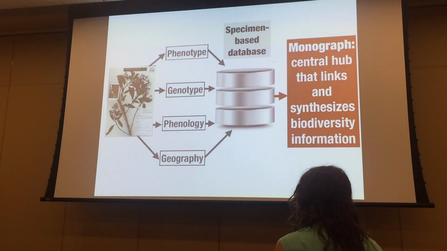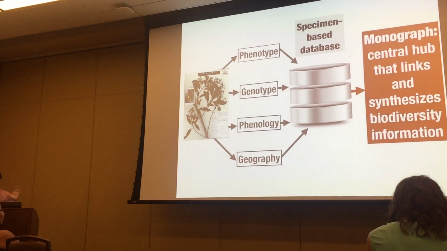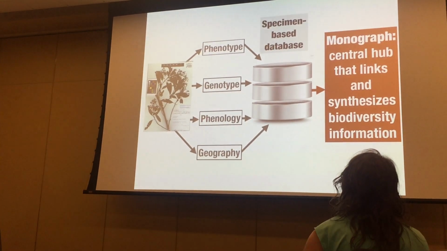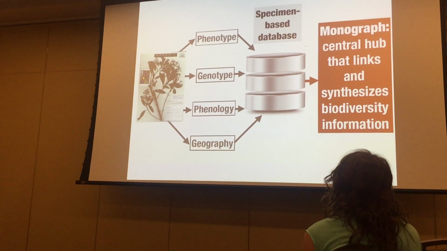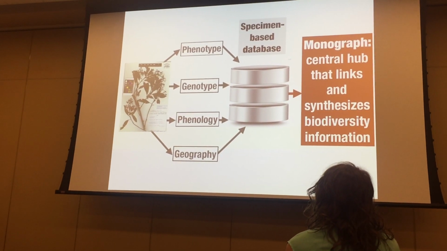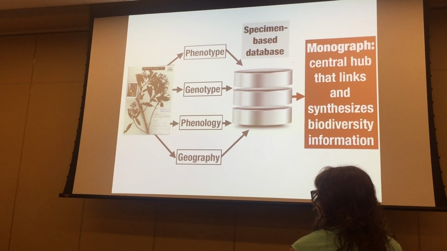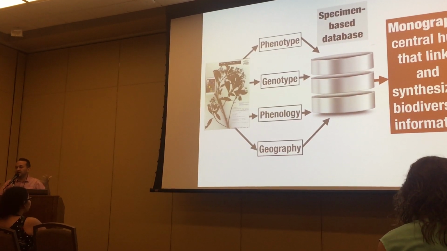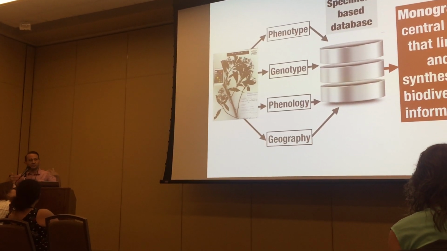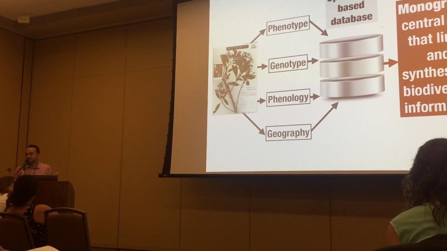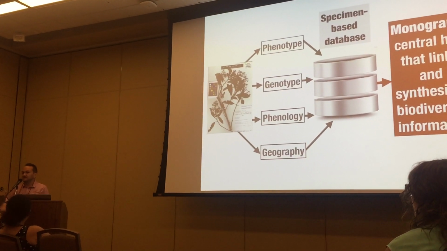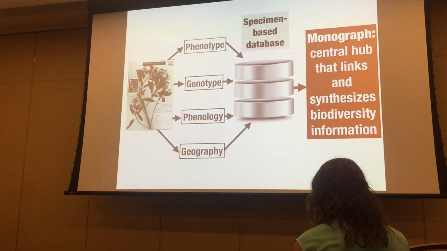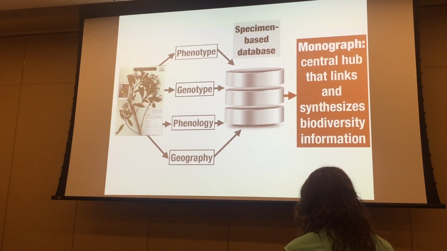So if you imagine the connection between the monograph and the herbarium specimen, basically the monograph represents the end of a pipeline where we start with the specimens, and in each of these specimens we can score a series of data. So we can score phenotypes, we can score genotypes, we can score phenology, geography, so on and so forth. And because this is basically a scoring of specimens, we can create specimen-based databases where for each specimen we have all this information. And what the monograph really represents is just the outlet or the hub that synthesizes this information and presents this information to the world. So this is how I conceptualize monographs.